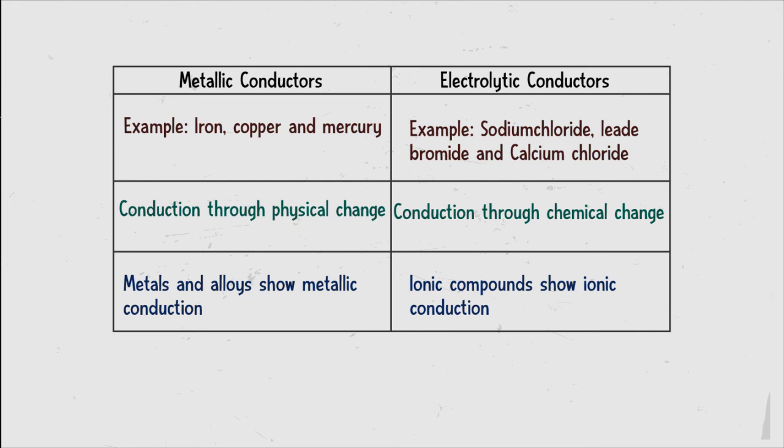In metallic conduction, electricity passes through the conductor due to physical change, that is because of movement of electrons. In metals, electrons conduct electricity. In electrolytic conduction, chemical reaction is responsible for conduction of electricity. Positive as well as negative ions conduct electricity. All metals and metallic alloys show metallic conduction. All ionic compounds show electrolytic conduction in molten state.